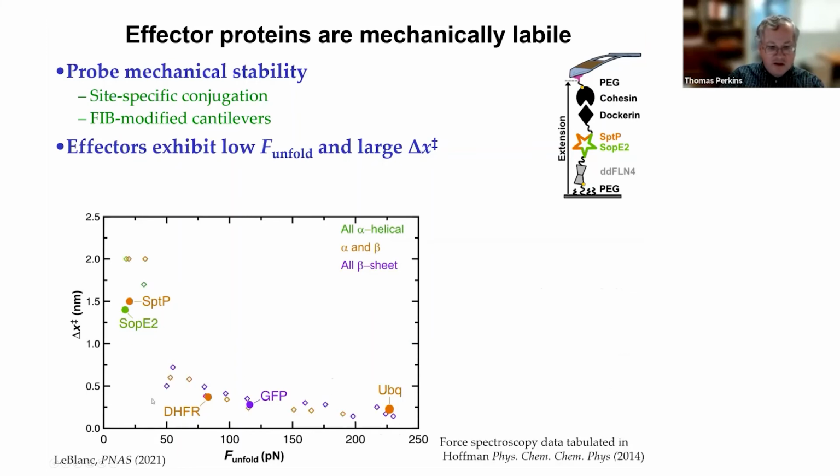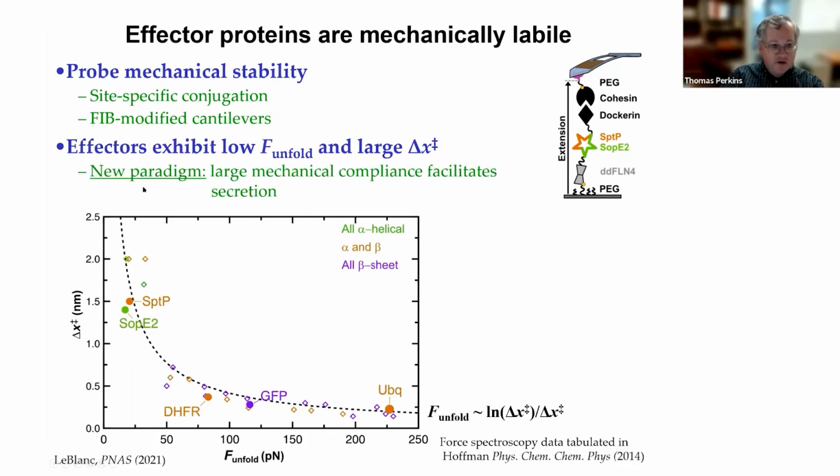You can look at a number of different proteins that have been cataloged by Hoffman et al. and see that, in fact, there's this sort of relationship between F unfold and the distance to the transition state, sort of independent of the exact protein that you're looking at. And in fact, you can look at this sort of analysis with a Bell-Evans type of model. But the real take home here is that there's a new paradigm, which is it's really the large mechanical compliance of these effector proteins that facilitates secretion. And so we're working on following up on this type of stuff.